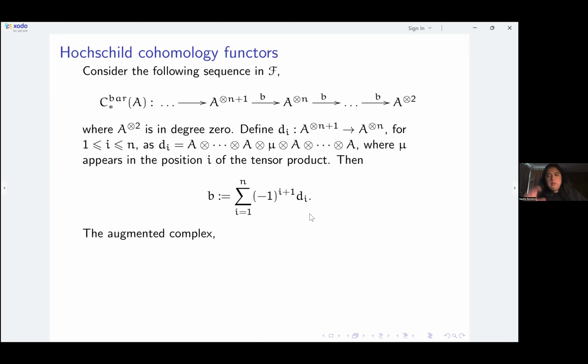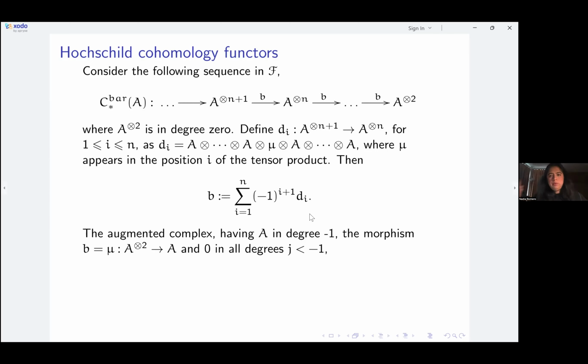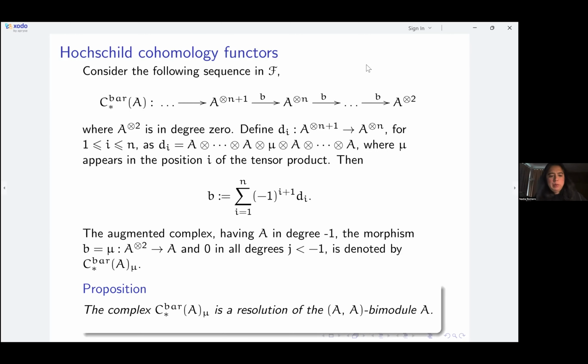We can put the augmentation of this complex. As usual, we put A in degree -1, our product mu, and then 0 in the rest of the degrees. As we do in the classical case, we denote this complex in this way. And of course, the proposition is that this complex is a resolution of A by A-bimodules. We call it, of course, the bar resolution. This, I insist, is not only what we do in rings. This can be done in any monoidal category. It has nothing to do with rings.